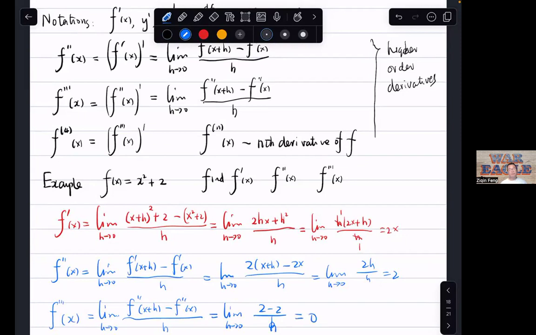So this is how we evaluate the higher order derivatives. And then if you are given a more complicated function, you can do this also to get the first, second, and third derivative. This is a fundamental way to get the derivatives.